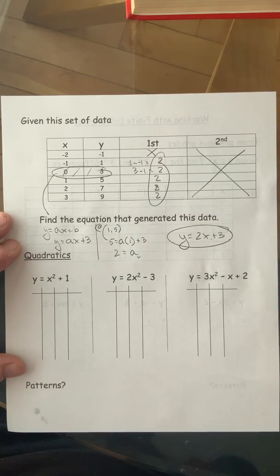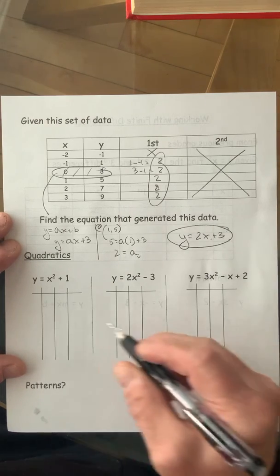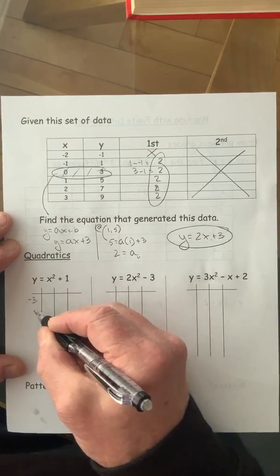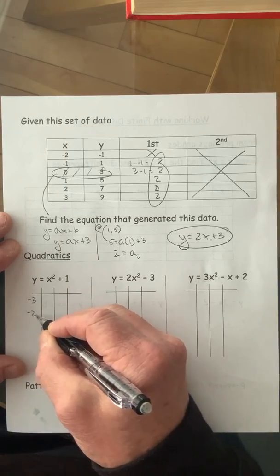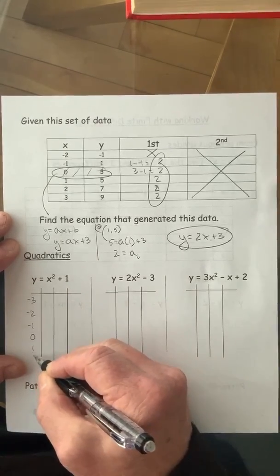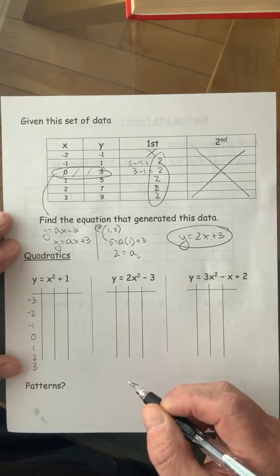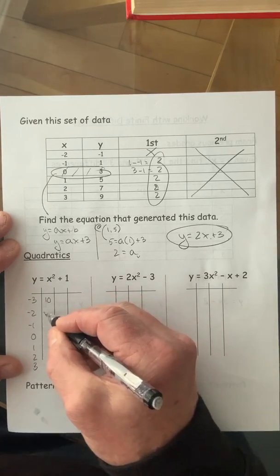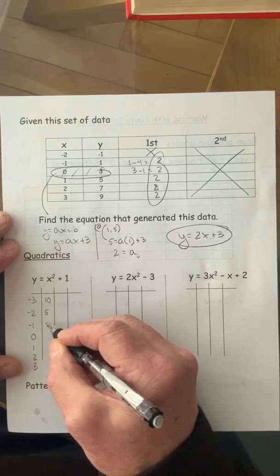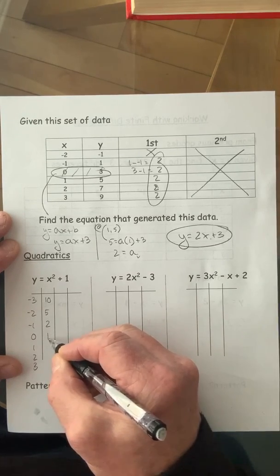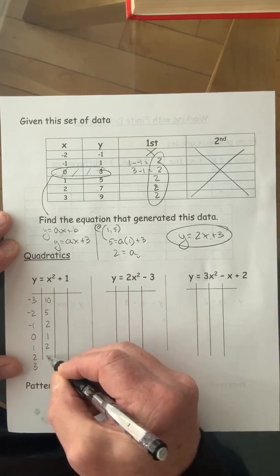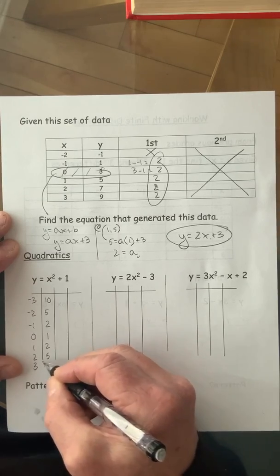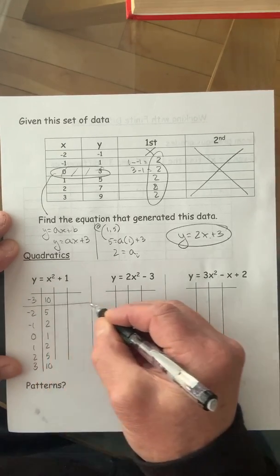This is lesson number 2 on finite differences. We worked out linear. Now we're going to look at quadratic. I need x values. Plug them in. 10, 5, 2, 1, 2, 5, and 10. Make a table.